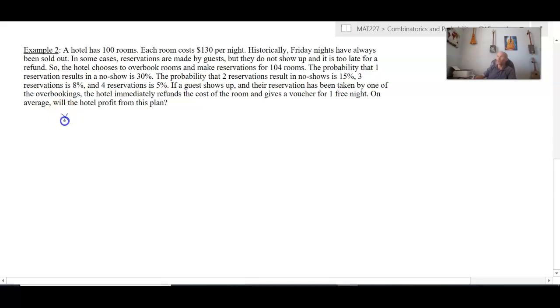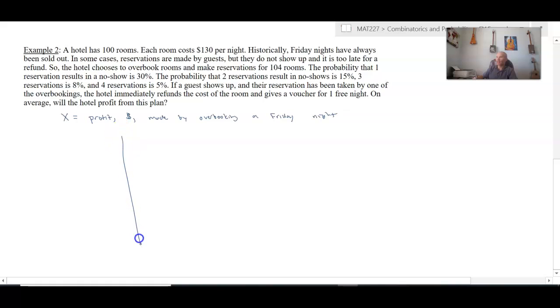So our random variable in this case is the profit in dollars made by overbooking a Friday night. Well, this profit is going to vary depending on how many no-shows there are. Now, because we've only been given 1, 2, 3, and 4, we can assume that the probability that there are 0 no-shows is whatever percentage is left over when we subtract these away from 100%.